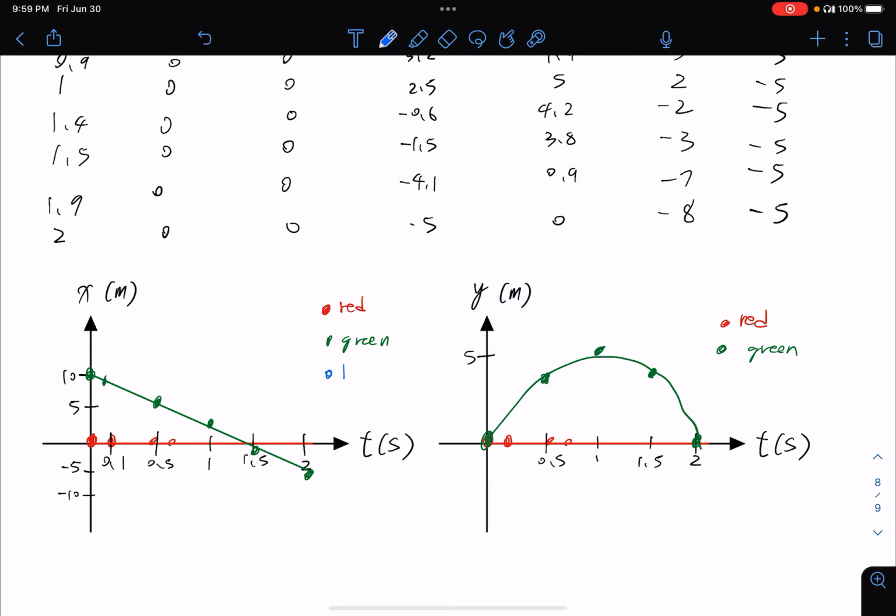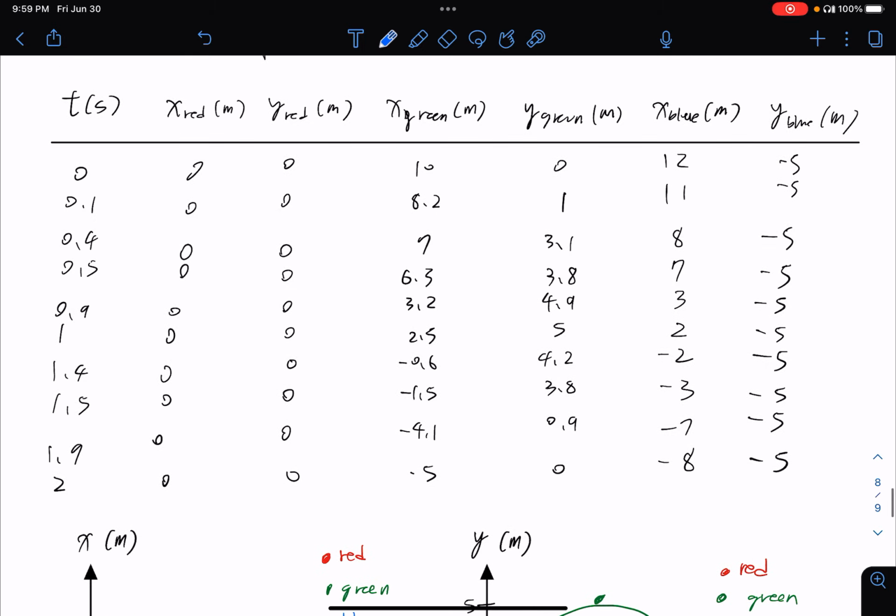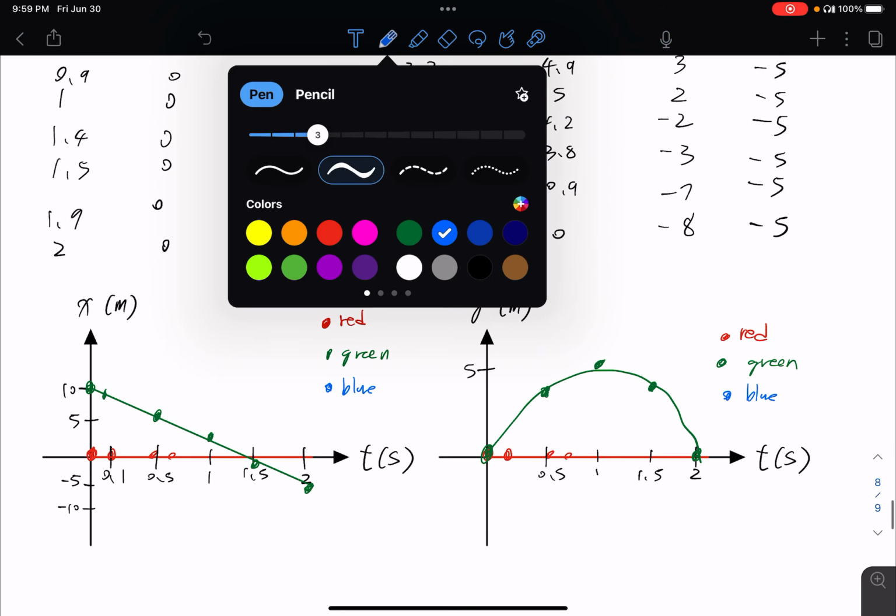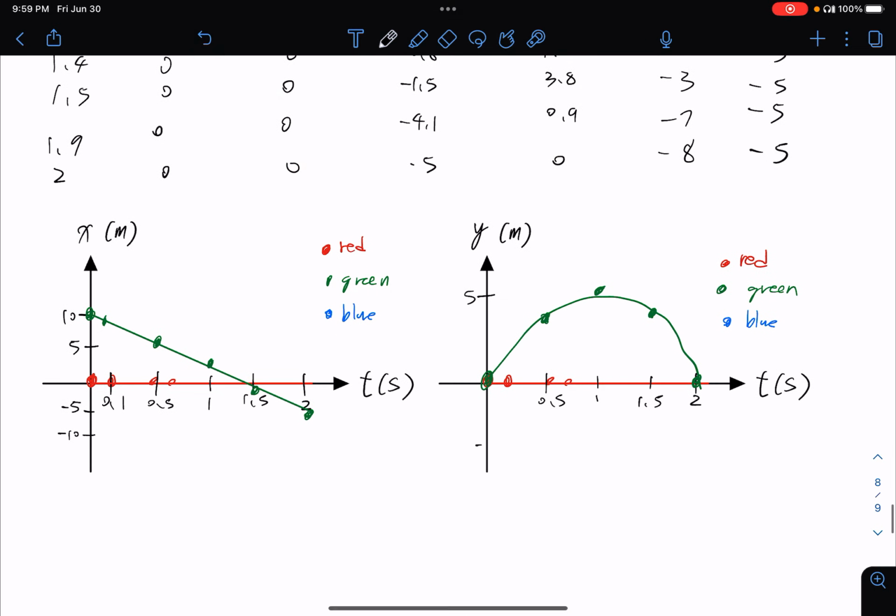For the blue dot, I use color blue, and the yt graph looks easy because it's always -5. So let's just draw it at -5. So it's always -5 for the y position of the blue dot.